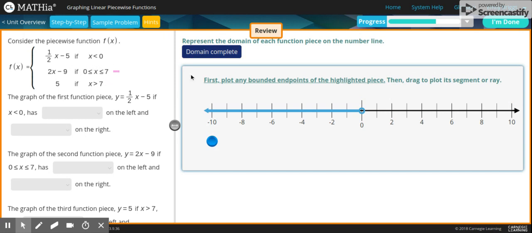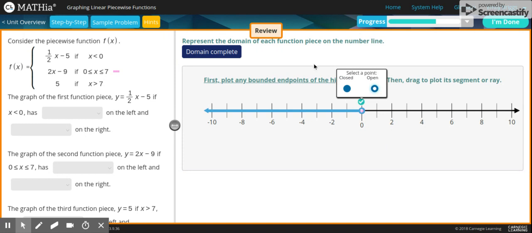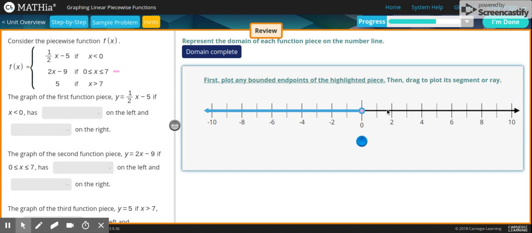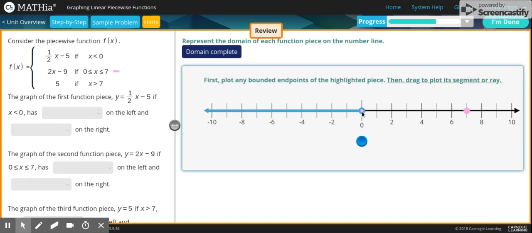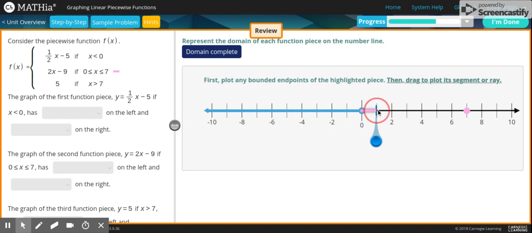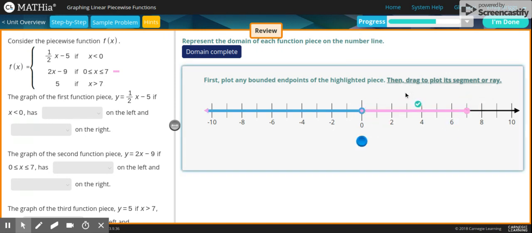Now you're going to look at this equation. It says 0, so we click 0, and because it has the dot under, or the line underneath it, that means it's a closed point. And then we look at our next point, and our next point is 7. So we click on 7, and again it has the line underneath, so that means it's a closed dot. And then you're going to draw an arrow connecting the two together.